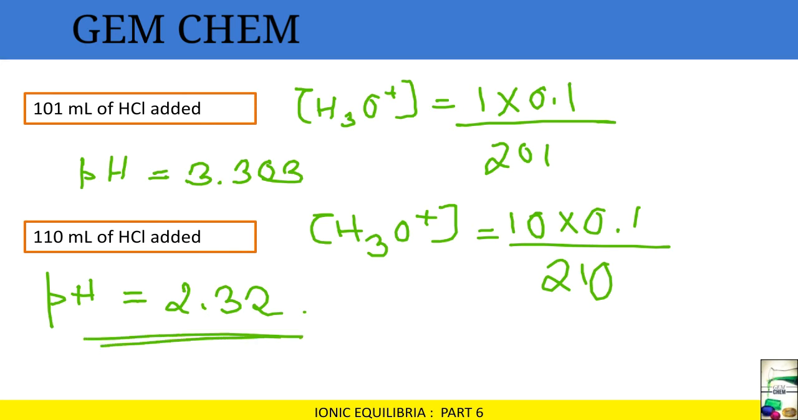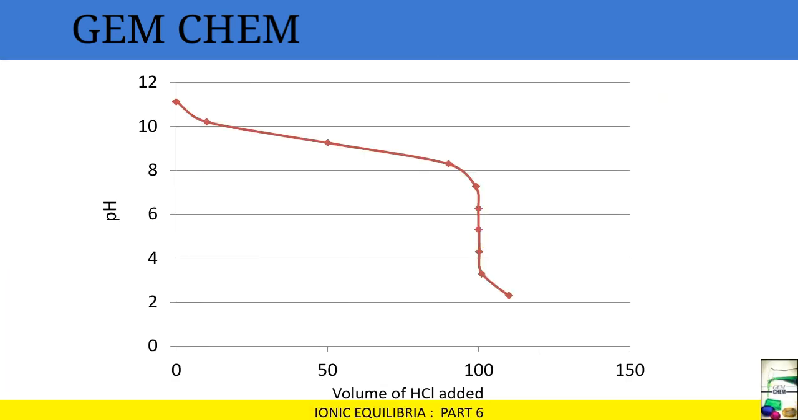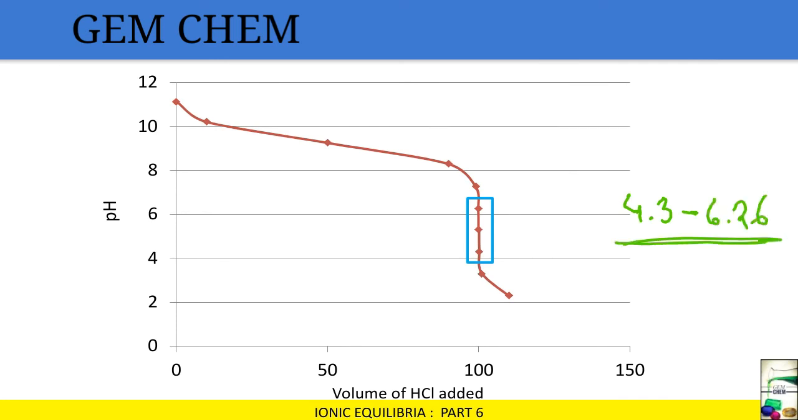Now we will plot these pH and the HCl added in a graph. So see here, there is a steep decrease in the pH and the equivalence point starts from here and ends here, right? So we will consider this range. And what is this range? It is from 4.3 to 6.26 to be precise. Okay.